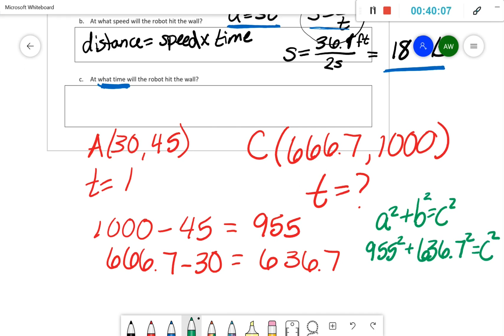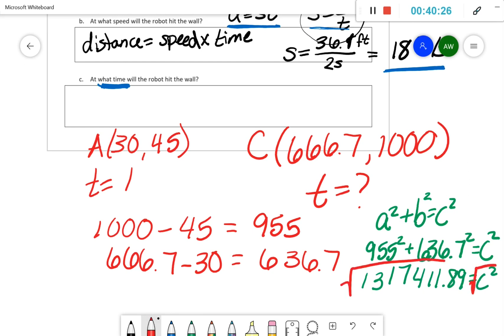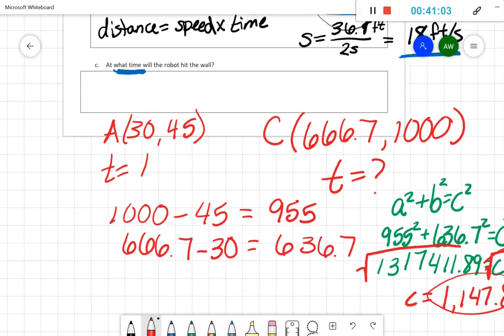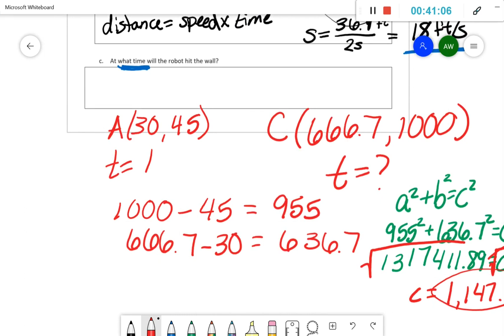Ooh, we got some very big numbers, which was to be expected, right? 1,317,411.89 is equal to c squared. We know that is way too big, and that reminds us that we have to take the square root of both sides to get rid of that squared on our c. So we finally get c is equal to 1,147.8. So this is our distance, right? We have now found the distance between point A and C.